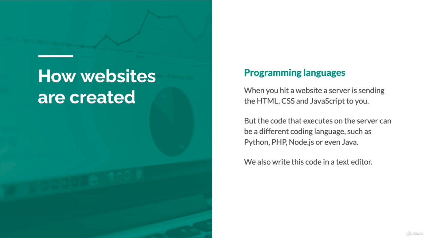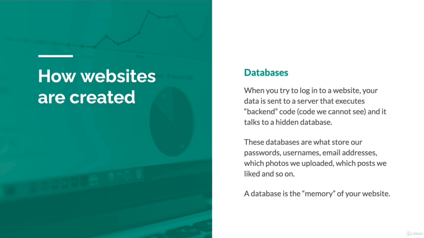Let's look at programming languages. When you hit a website, a server is sending you that HTML, CSS, and JavaScript. But the code that executes on the server can be a completely different coding language. It can be Python, PHP, Node.js, Java, C, etc. It could be really any language, and you're not going to know what that language is. But we also write that code in a text editor. And again, that text editor could be VS Code. Now, one more component that we're not really going to touch on too much in this course is databases.